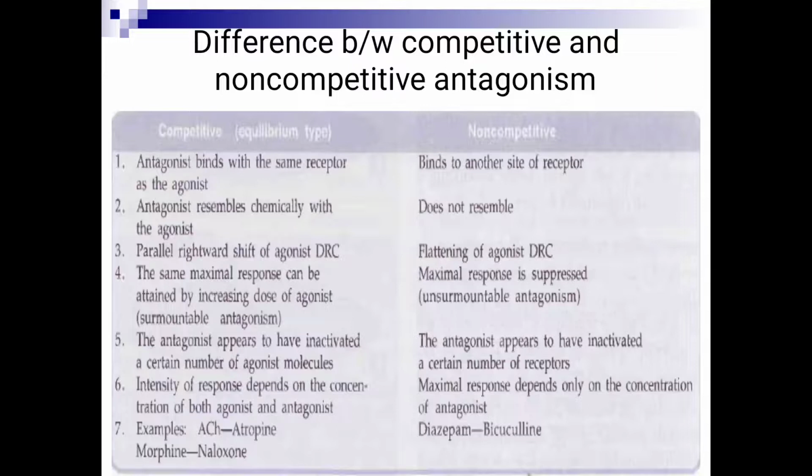So you should remember, in competitive antagonism, the agonist and antagonist bind to the same site, chemically resemble each other, and the binding depends on concentration. If the agonist's concentration is higher, it will bind; if the antagonist's concentration is higher, it will bind. In non-competitive antagonism, the antagonist binds to a different site, mainly the allosteric site, and does not resemble the agonist. The agonist and antagonist will not be the same; the antagonist is generally different and binds at a different site. Binding mainly depends on the concentration of the antagonist. It does not depend on the agonist.